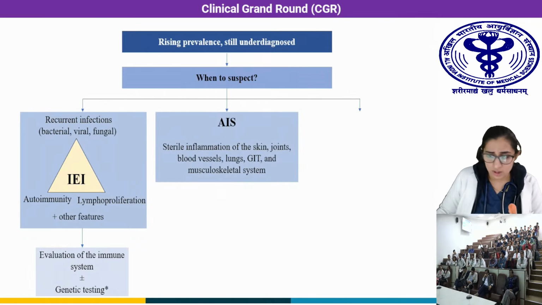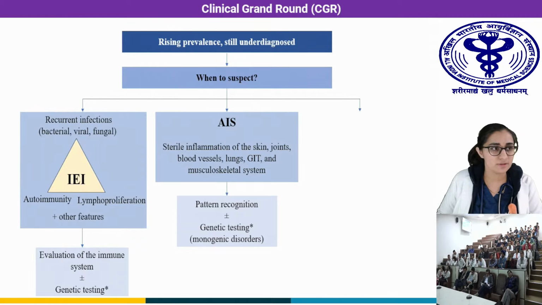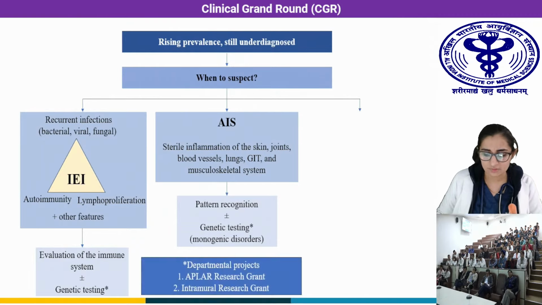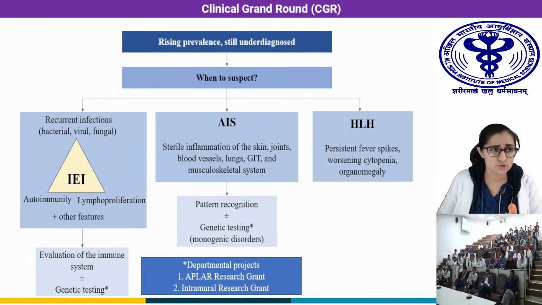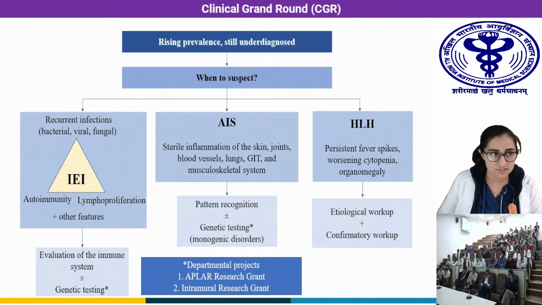Autoinflammatory syndrome should be suspected when a patient presents with features of sterile inflammation. We need to identify a pattern. If symptoms do not fit into a particular pattern, genetic testing might be helpful. We have various departmental projects running to aid in genetic testing. HLH should be suspected in a critically ill patient who has persistent fever spikes, worsening cytopenias or organomegaly. We need to evaluate extensively for the underlying etiology, and simultaneously we need to send confirmatory workup also.